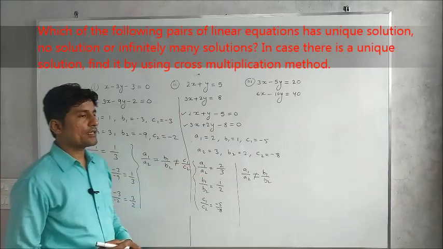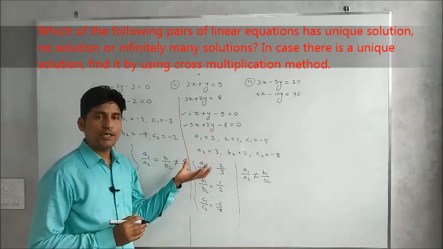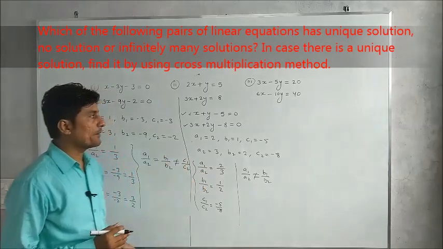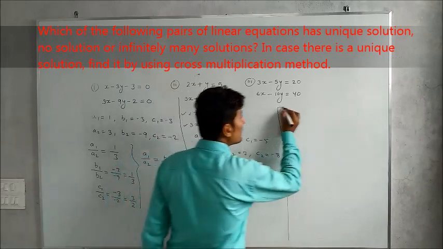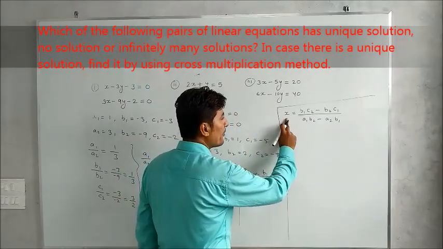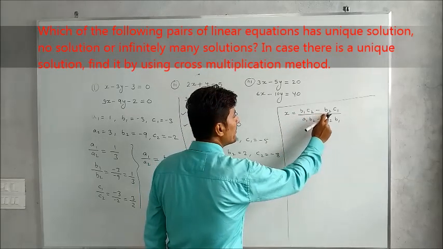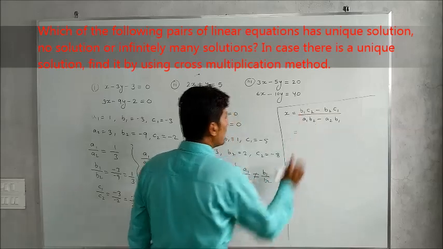Since these two equations have a unique solution, we have to solve them by using the cross multiplication method. So let us see how to solve these two equations by using the cross multiplication method. Just now I have explained this formula: x equals (b1 c2 minus b2 c1) upon (a1 b2 minus a2 b1).